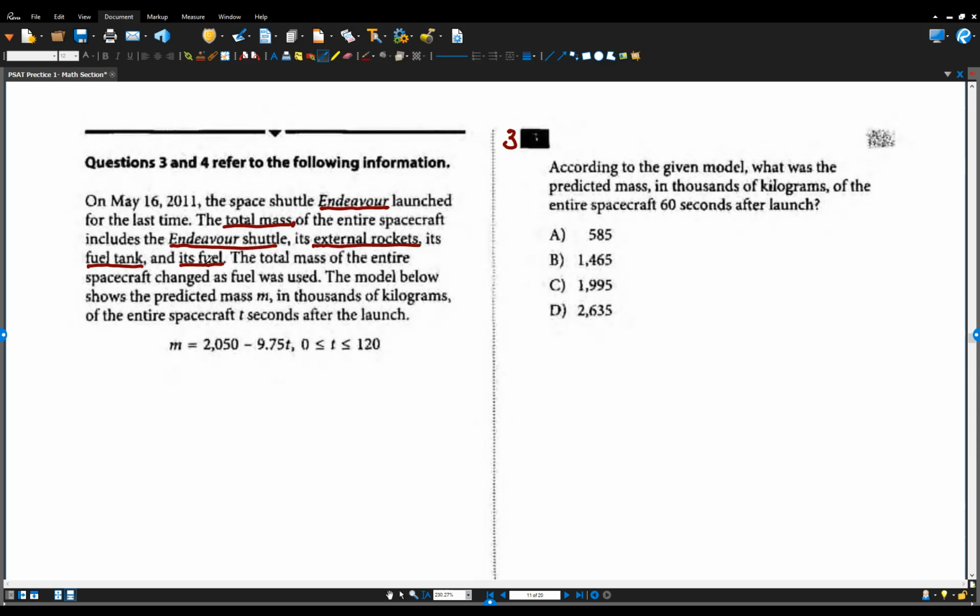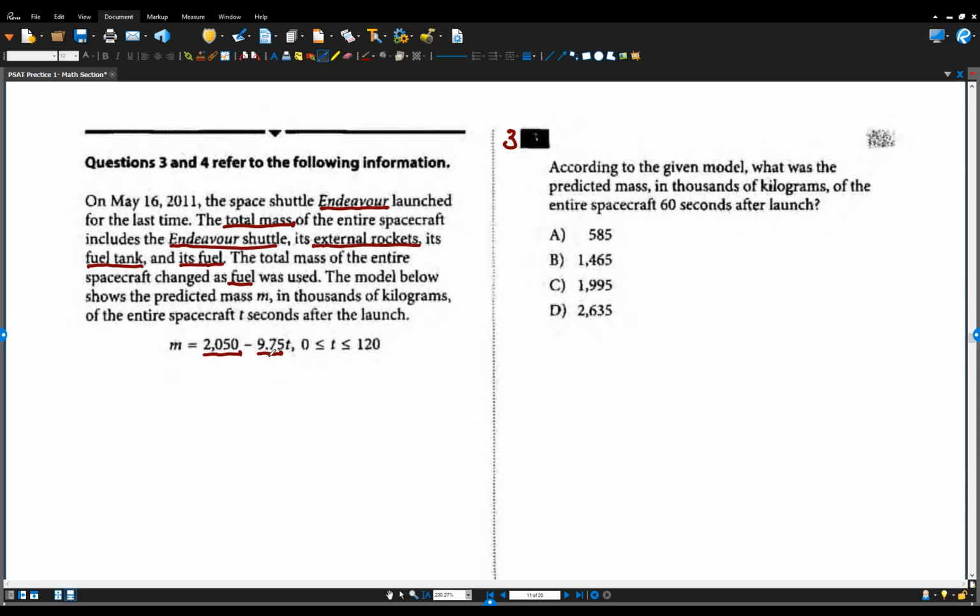The total mass of the entire spacecraft changed as fuel was used. This total mass changed with fuel. This is the fuel, I think. Okay, it depends on the time, isn't it? T seconds. At 0 seconds, 2050. After 1 second, we take away 9.75. 2 seconds, times 2. Is it okay? All right. That's the equation.